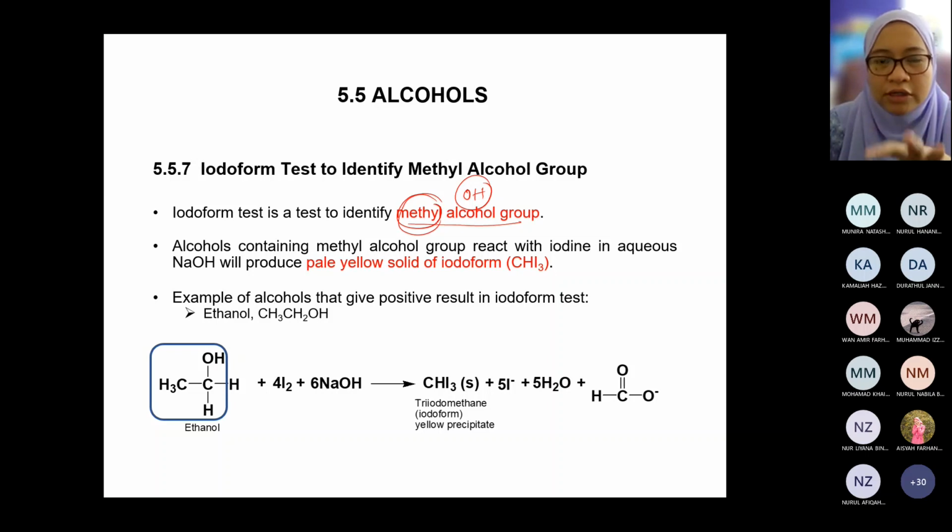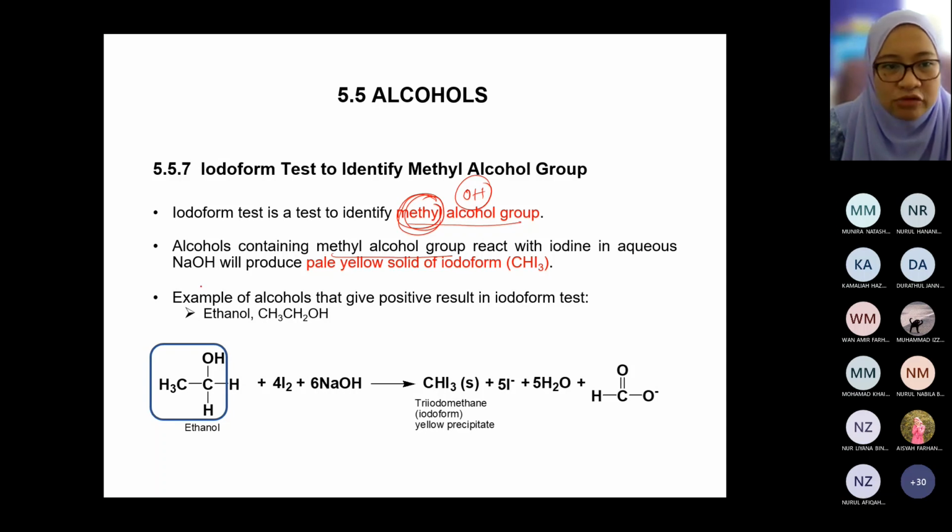Maksudnya, in the molecule, it needs to have the OH and methyl and also hydrogen. Okay, so sometimes iodophone test ni is known as oxidation juga sebenarnya. Sebab dia kena ada hydrogen dekat situ. This is if we're talking about alcohol. Okay, later kita akan ada untuk aldehyde and ketone juga for iodophone test. So dia punya highlight will be the methyl alcohol. So they detect on the methyl.